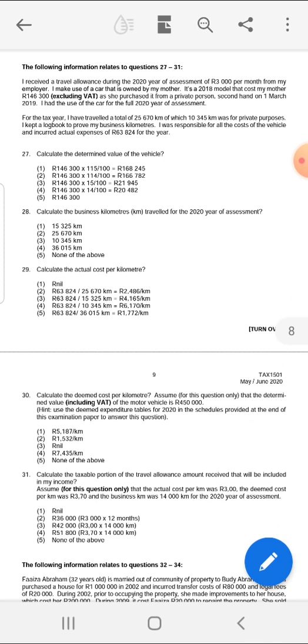For the tax year, I traveled a total of 25,670 kilometers, of which 10,345 kilometers was for private purposes. I kept a log book to prove my business kilometers. I was responsible for all the costs for the vehicle and incurred the actual expense of 63,824. Calculate the determined value.